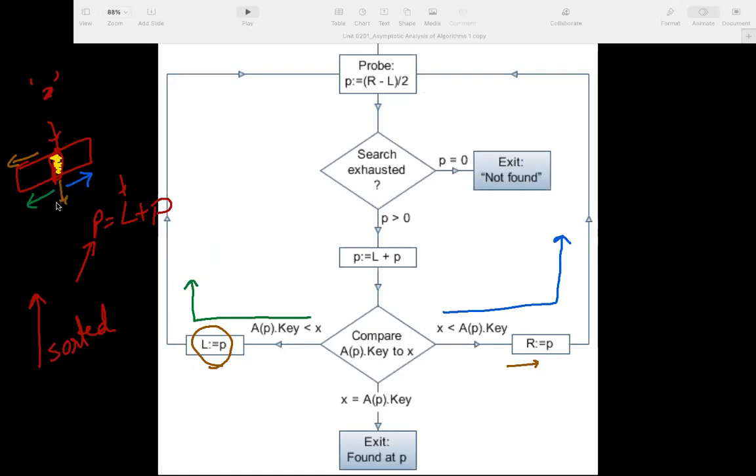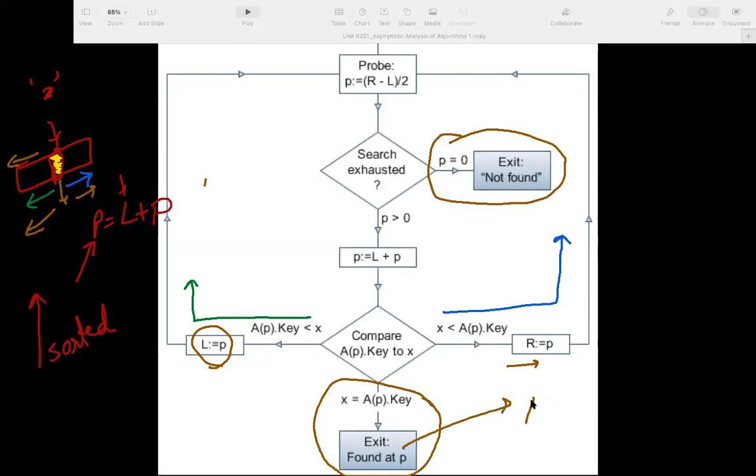So this will help us decide whether we are going to move in this direction or that direction, and we perform these operations over and over again until we either reach the situation where P becomes 0 and we say that the value is not found, or we find the value of x and we say that the location where we have found the key is this.